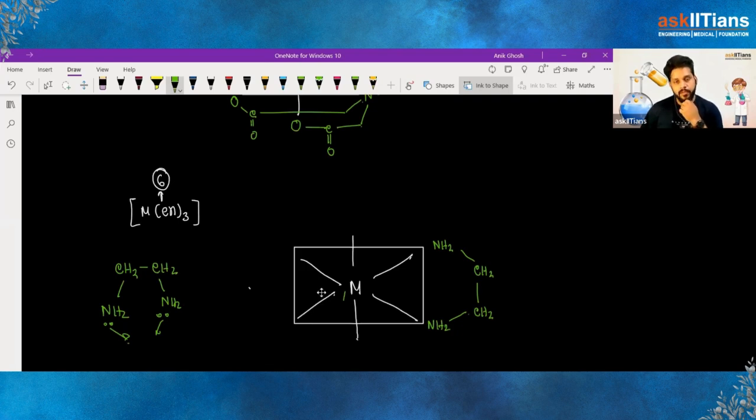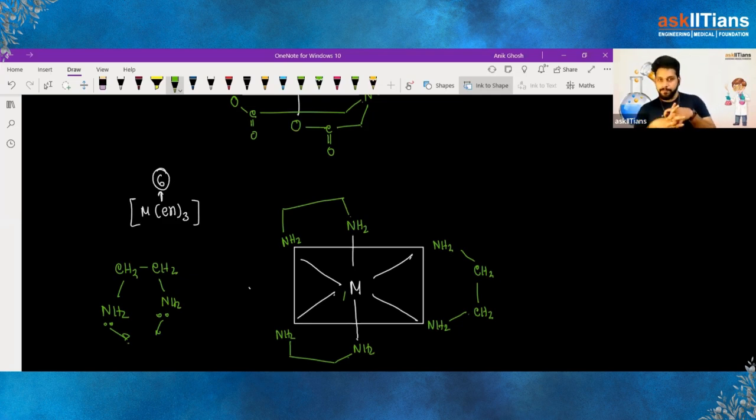I have to draw 3 of them. Then you connect these 2 corners with CH2, CH2, and now you connect these 2 corners. Are we getting this, guys? See how it is bidentate, and 3 of them make an octahedral complex. Similarly, the oxalate and everything can be drawn in this way. Okay, clear, everyone?